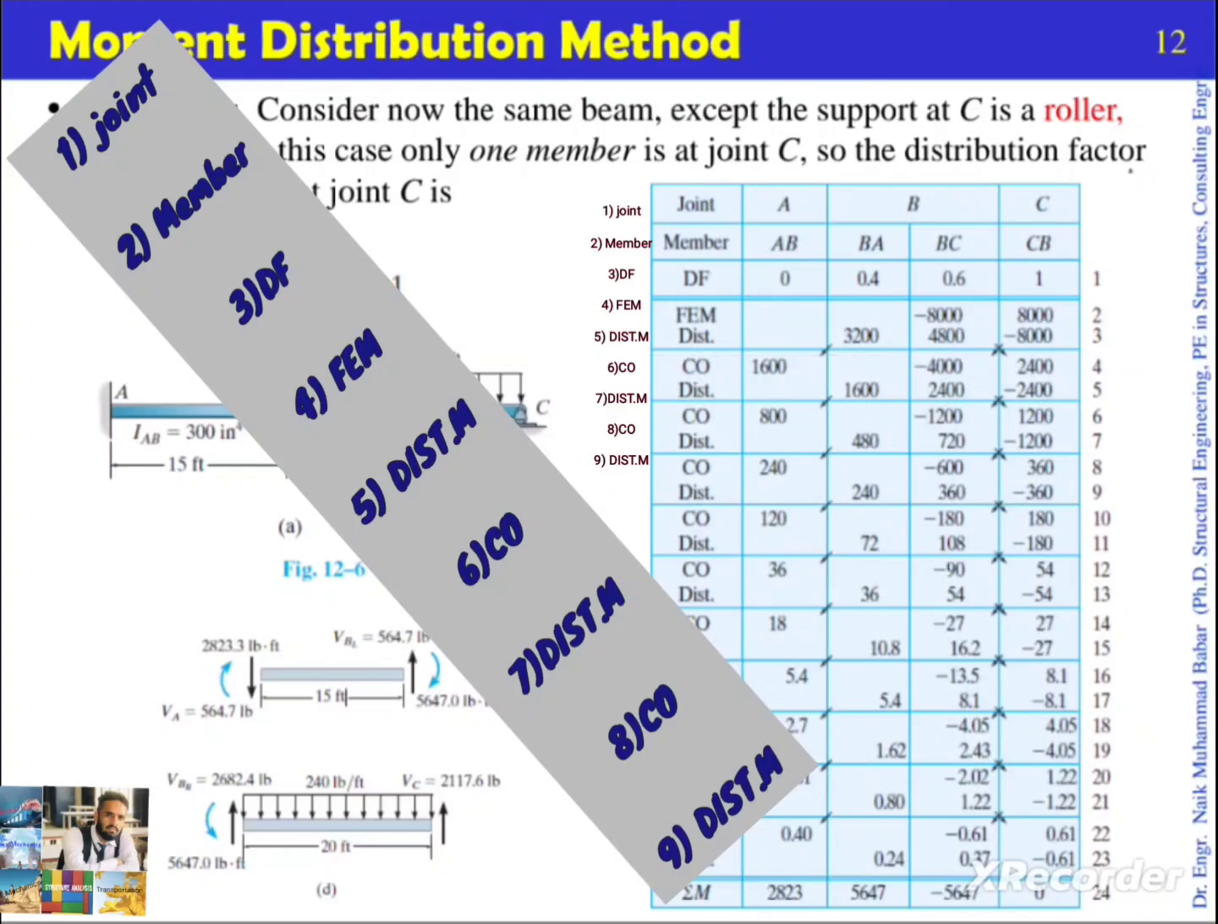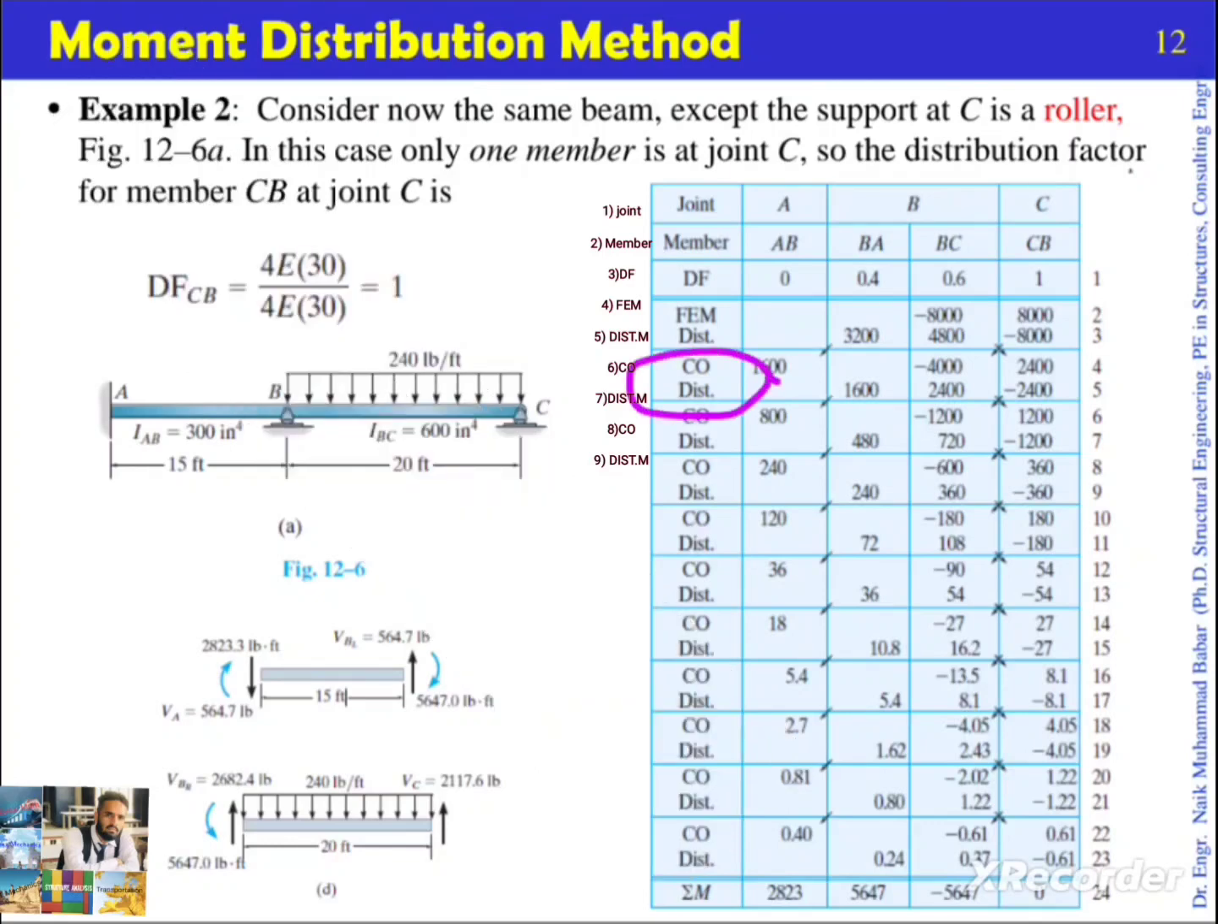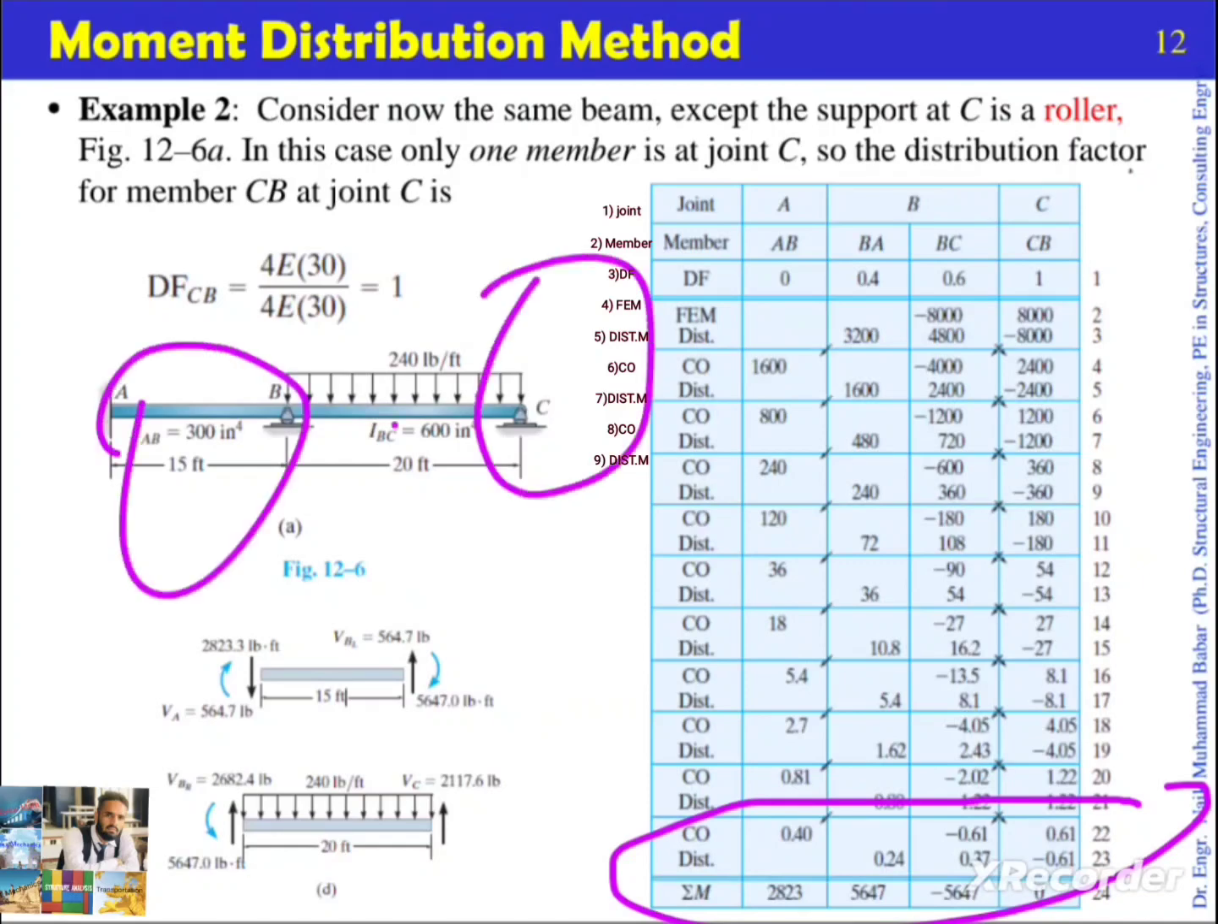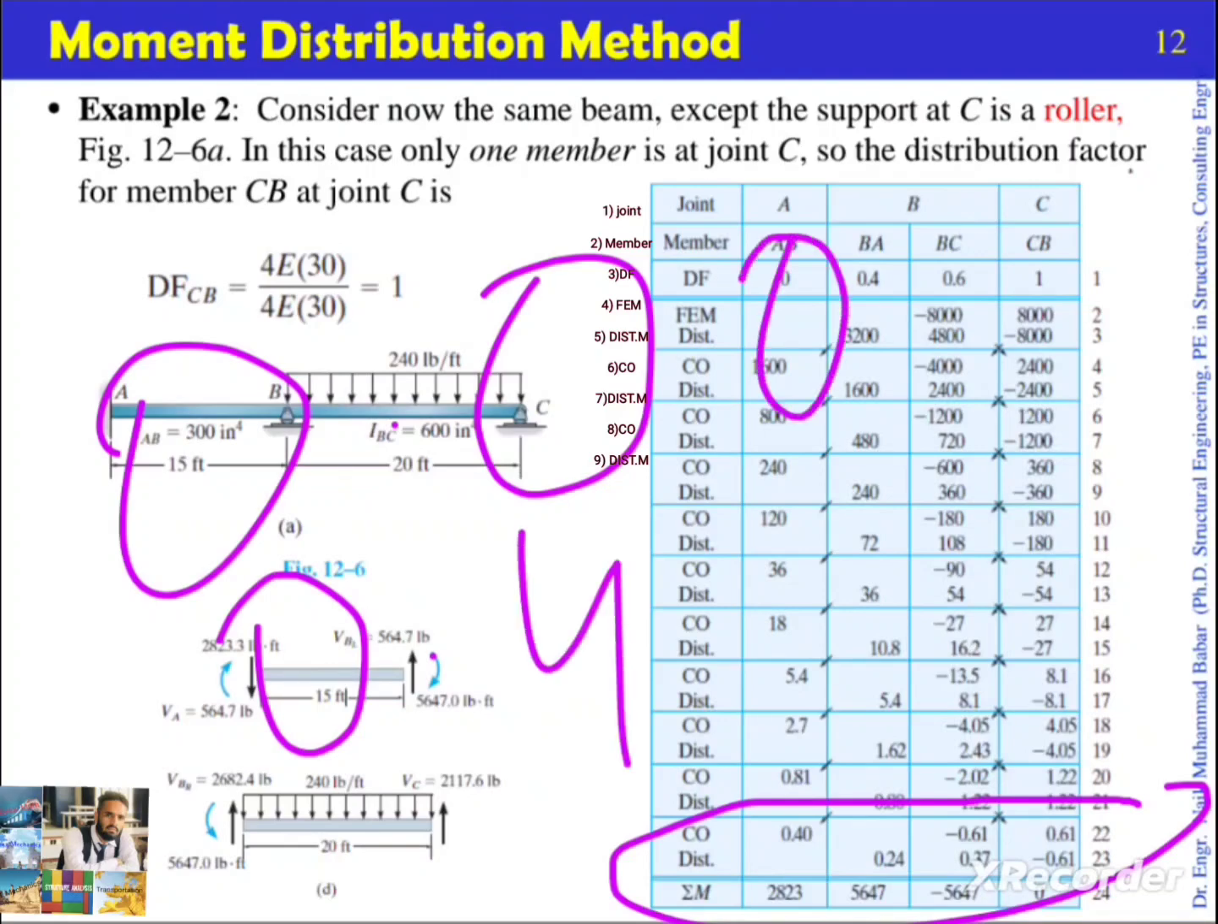Now the sixth row will be the carry over moment. We will carry the moment to the members by the distribution factor, and the sixth row is again the distribution moment. We will stop the iteration when the moments at any end at any joint are in the form of 0.0 something and 0.4, or the allowable limit is around 0.5. Then we will stop the iterations or successive trials.